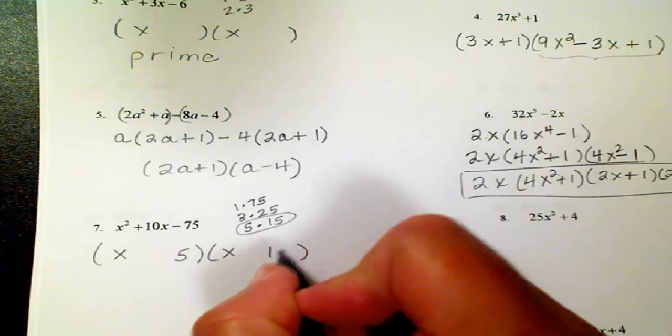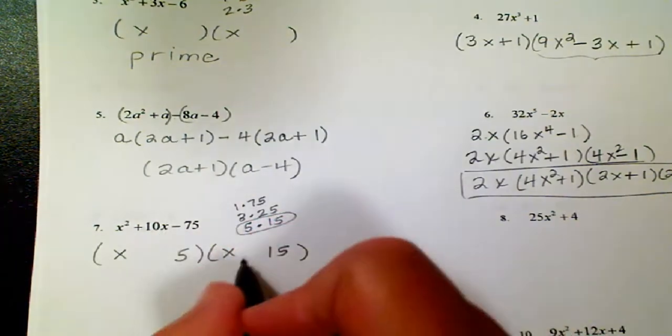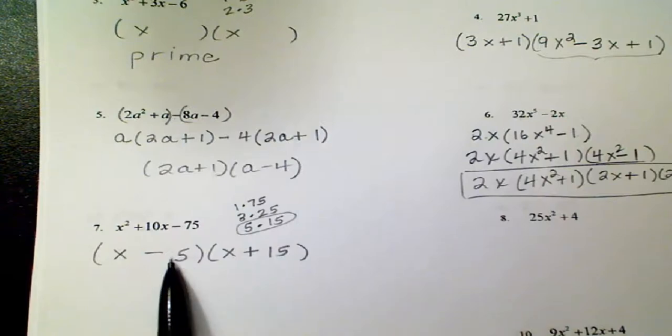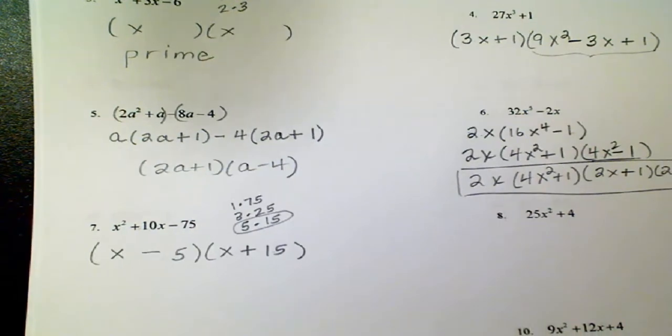Now, what are my signs to get positive 10? Well, we're going to make the 5 negative and the 15 positive. So not only do those combine to give you a positive 10, they multiply to give you a negative 75. Are we finished? Yes, because neither of those can be factored again.